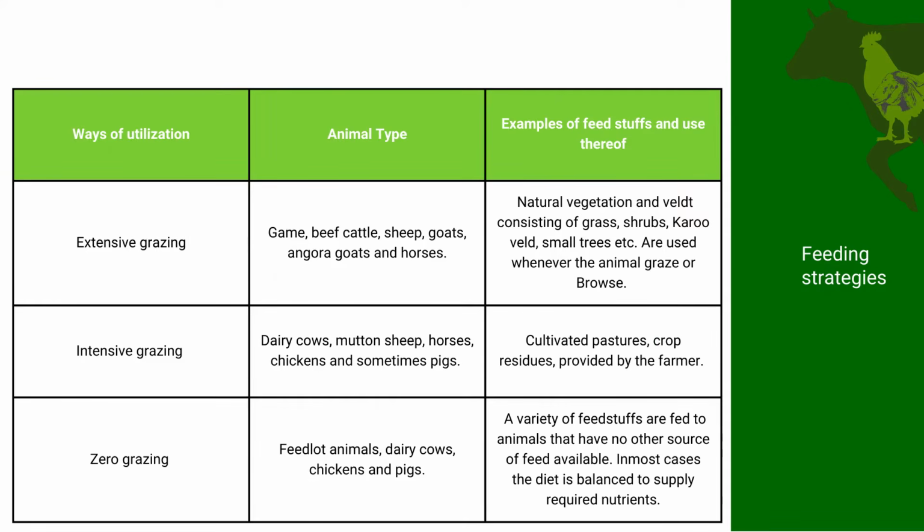So now let's look at the feeding strategies of animals, which can be grouped according to feed utilization. So this will be a refresher to you because in grade 10, you were taught extensive grazing, intensive grazing, as well as zero grazing. So if you cannot remember, just take this time, try and think about it. But what I can tell you is that the examples of the feedstuffs and the use, which is the third column, will actually refresh your memory on that, right? Now let's look now at the animal types, right?